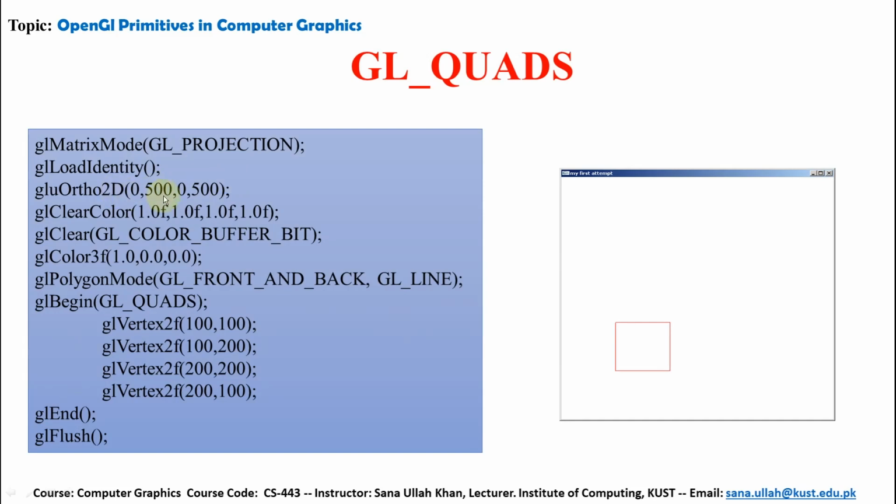Same, this is the x maximum, y maximum, this is the white color, and this is the red line color. So this is the front and back GL line. So 100 x, y, this is vertex 1, and this is again vertex 2. X is again 100, while the y becomes 200. Same, x becomes 200, while the y also becomes 200, and then x becomes 200, and the y becomes 100.